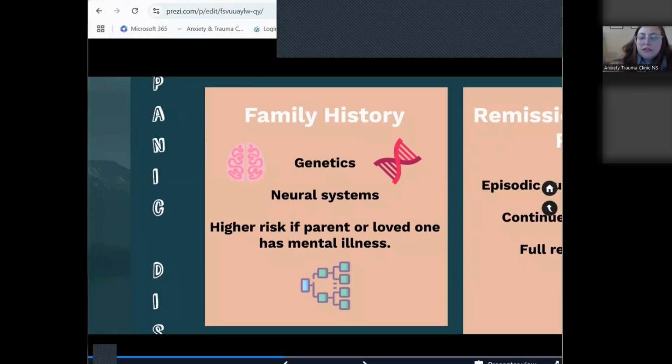There is an increased risk as well for panic disorder among children with parents who have also struggled with it. That's the same as if you're a parent who has anxiety, depression, bipolar, it's very similarly there where the children also have a higher risk because of that.